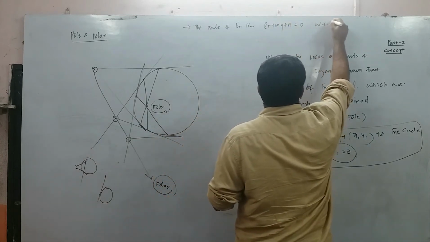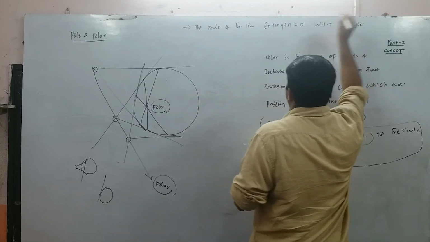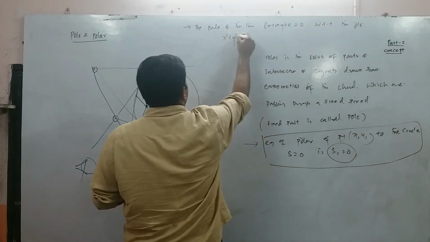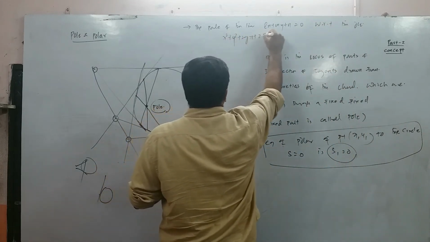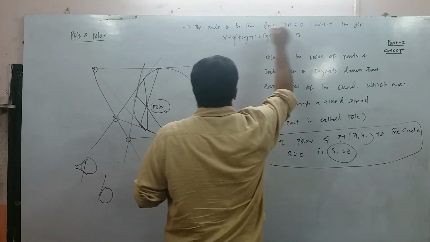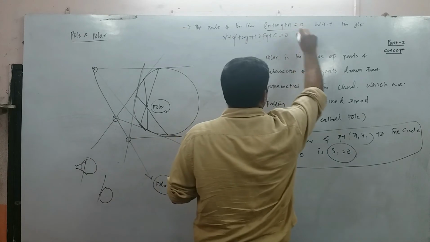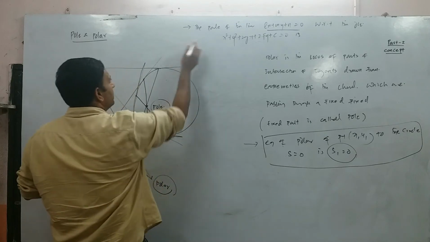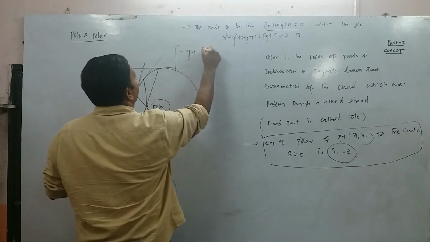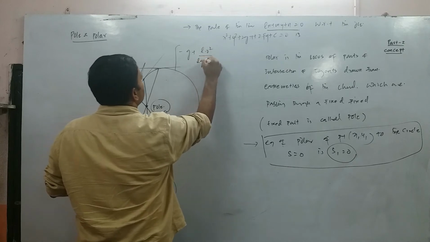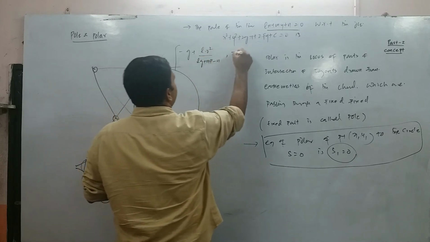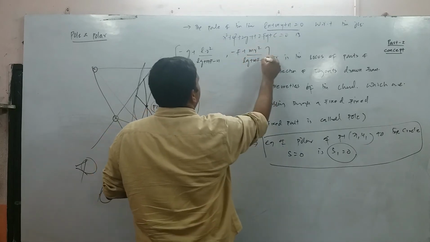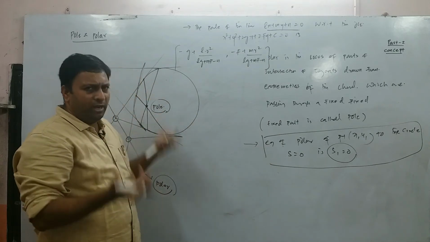with respect to the circle x² + y² + 2gx + 2fy + c = 0. The pole of the line lx + my + n = 0 with respect to the circle x² + y² + 2gx + 2fy + c = 0 is (-g + lr²/(lg + mf - n), -f + mr²/(lg + mf - n)).